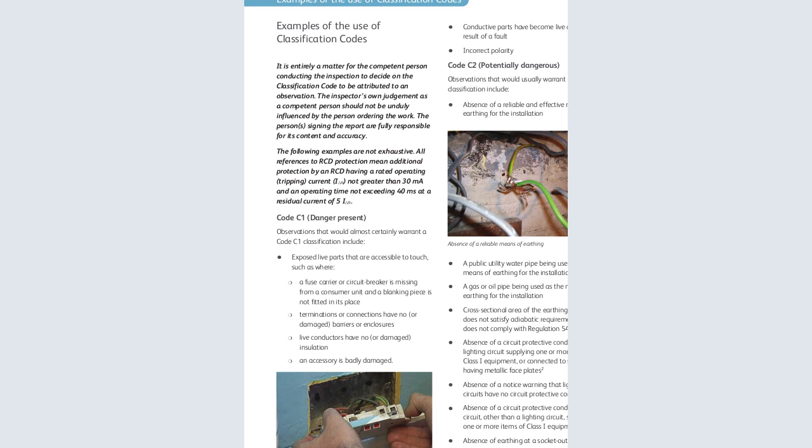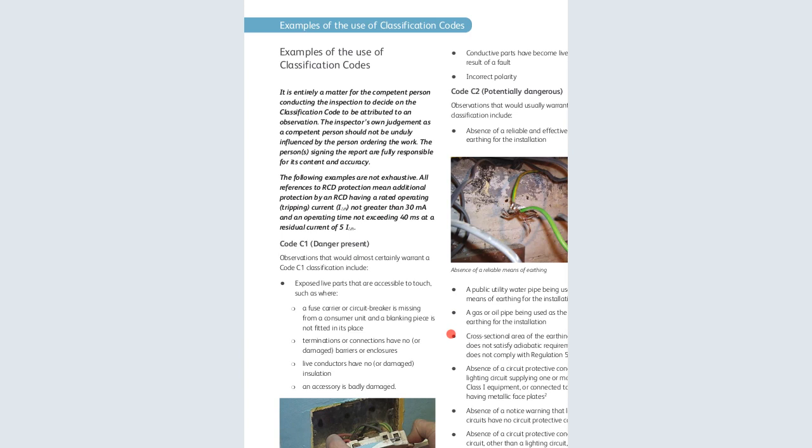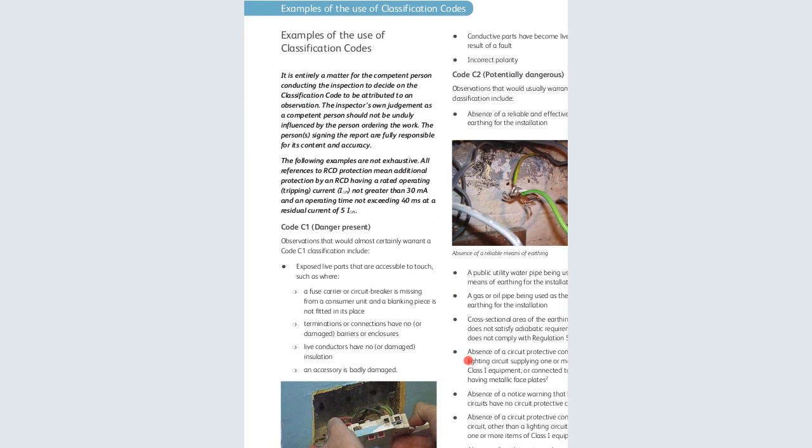Yeah, we have gone through the classification codes. C1 is danger present, C2 potentially dangerous, C3 improvement recommended. Then the points to consider when summarizing: you make sure there's adequacy of the earthing, suitability of the CCU and other control equipment, the type of wiring system, the serviceability of equipment, and the presence of adequate identification and notices. Good. So those are some of the important things.